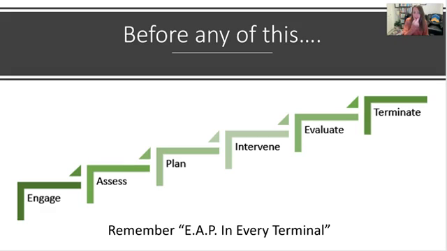Before we get started on any of this, though, I want you to keep in mind my little acronym, EAPIT, which is supposed to be a memory tool to remember the steps of the helping process. Engage, assess, plan, intervene, evaluate, and terminate. Basically, first things first. Even though as social workers or other mental health professionals, we want to help people. We want to learn about all these tools for interventions.